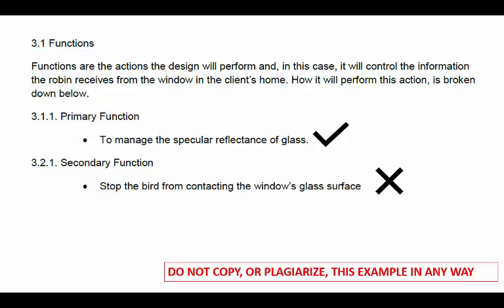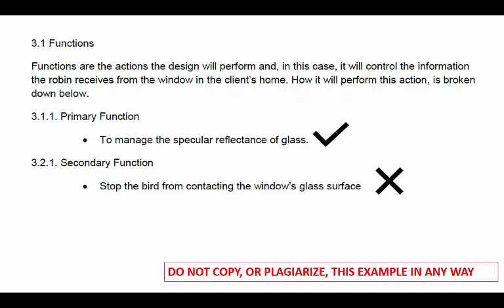So the primary function is a pretty good primary function. It is really on a very high level what the design is going to do. But then when they get to the secondary functions, they look at the result of the project, which is from the very beginning what the client wants them to do: stop the bird from attacking himself in the glass. And so this secondary function is not a function, it is rather a result of the project.